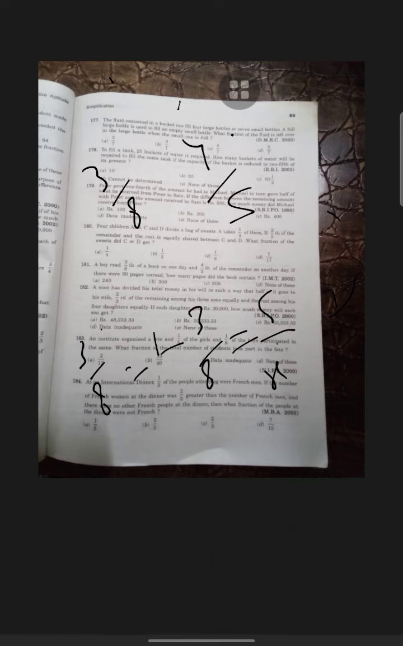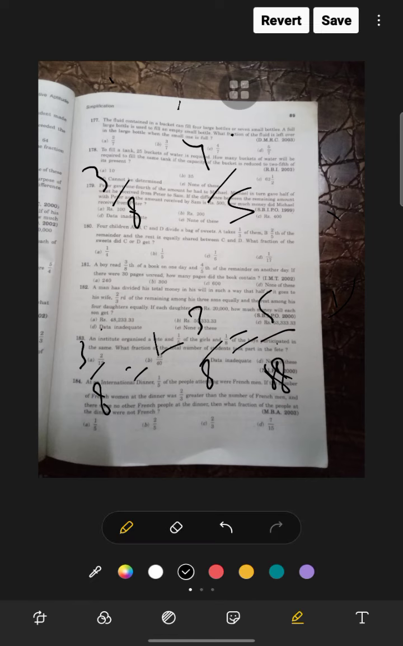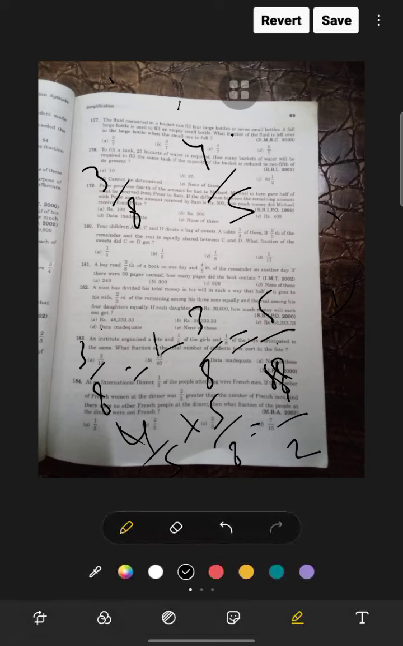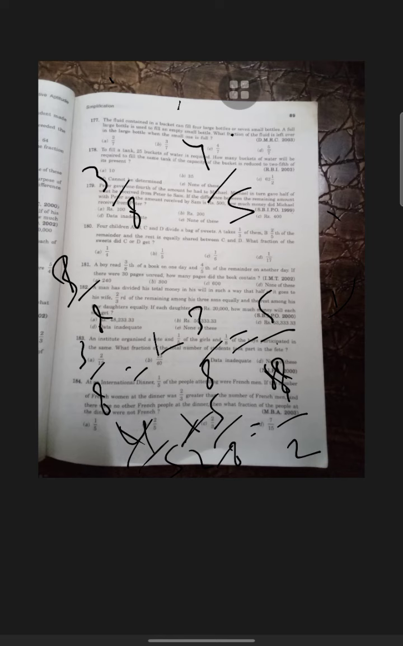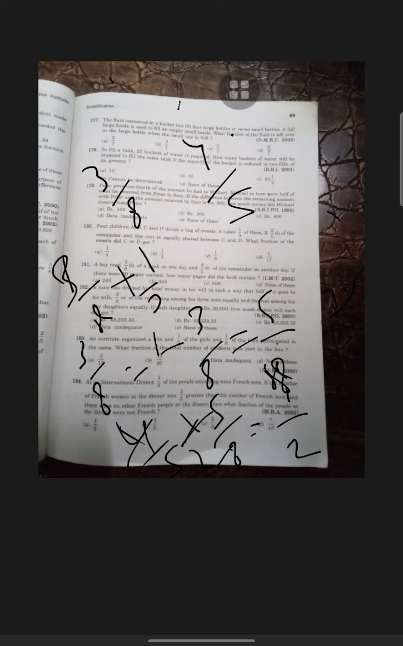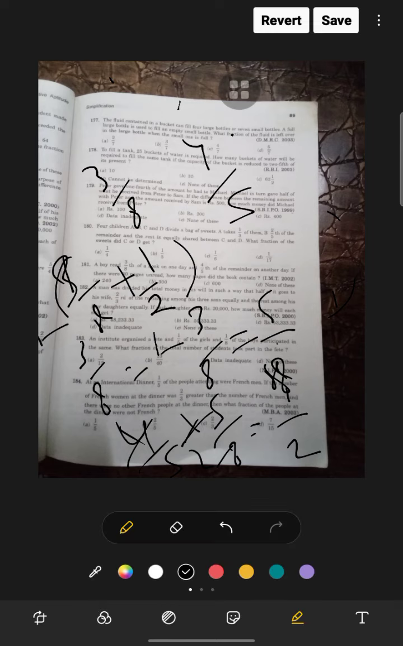So the remainder after the first day is 5 by 8. And the next day it is 4 by 5 of the 5 by 8. That is 1 by 2. Now the unread book is what it's asking. The first part read was 3 by 8, plus the second part read was 1 by 2, and total was 1. 1 minus this equals 1 by 8. Okay, so this is how the question is solved.